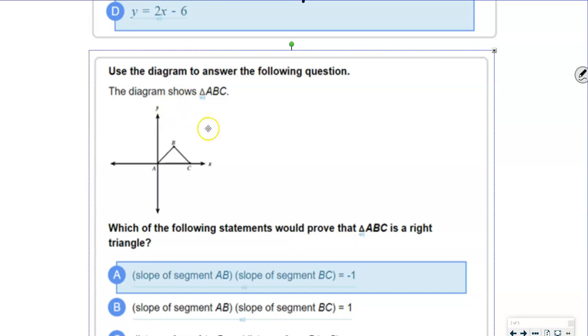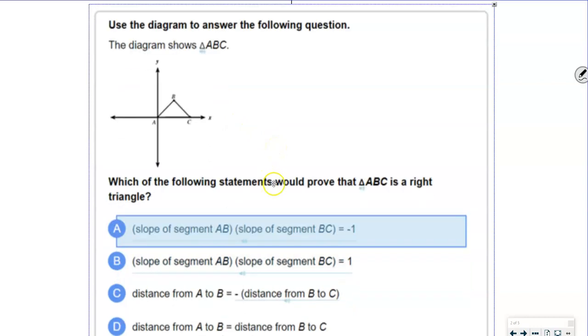All right, so this one says use the diagram to answer the following questions. Which of the following statements would prove that triangle ABC is a right triangle? So again, looks to me like A and C are acute angles. So if we think there's a right angle, we think it's going to be at B, right? Would you guys agree? Okay, so it says the slope of segment AB times the slope of segment BC is equal to -1. So let's just say one of them was one half, and the other one was -2. Wouldn't that be -1? It is.